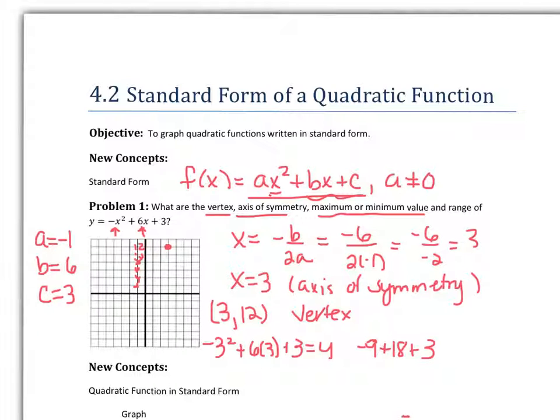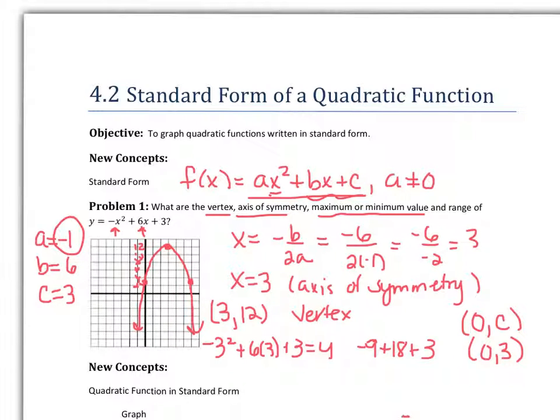I know my graph is opening down because my leading coefficient is -1. What I like to do now is use the y-intercept (0, c) as another point. So I'm going to put in (0, 3). We'll plot that. That's going to go right between 2 and 4 there. And then because of symmetry, I also know I have the ordered pair (6, 3). So we'll go out to (6, 3), and then I can draw in my curve. So there's my parabola, my U-shape opening down.